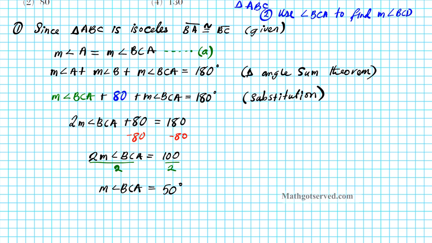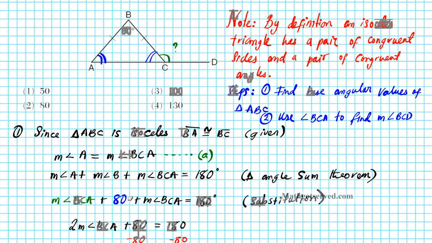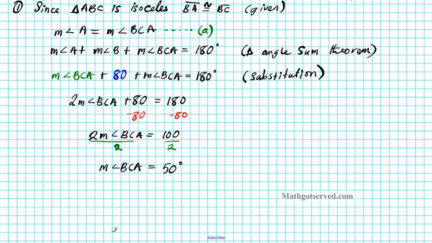Okay, so let's go ahead and populate our triangle with the numerical result we just got. This is 50 degrees. What is this right here? It's 50 degrees also because this is an isosceles triangle and base angles are the same. Now we're going to use this angle to find measure of angle BCD as indicated in step number 2. Okay, so let's go to step 2.